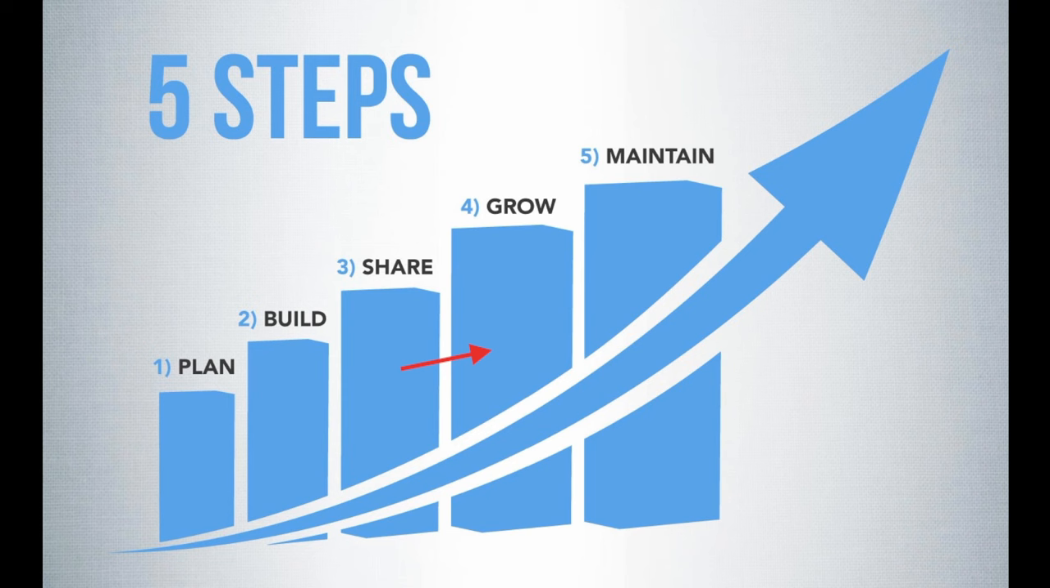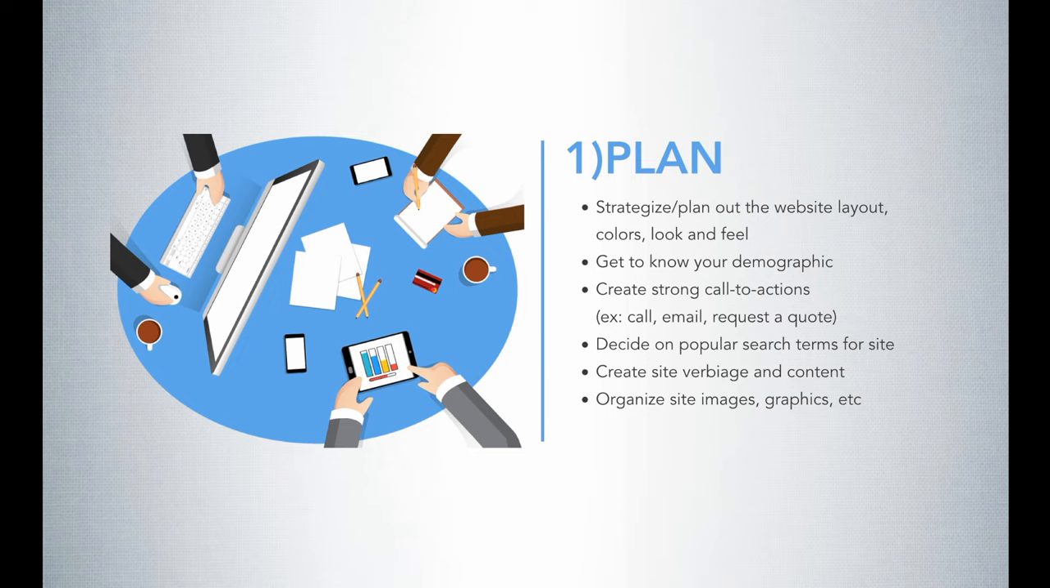1, planning the website out. So this is gonna include your strategy. This is going to include actually planning the website out, the layout, the menu, the pages, the colors, the look and feel of the site. This is all going to be something you're going to want to plan out before a developer starts coding or actually works on the website.